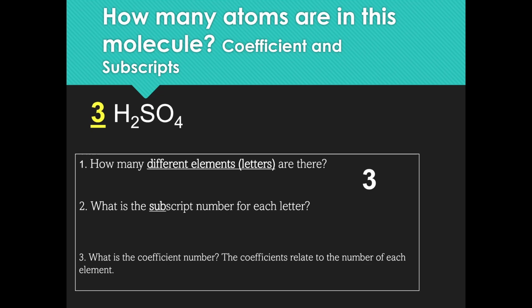What is the subscript for each letter? Well, there's a difference because for H, there's a 2. For the S, even though I did not write a number, again, there's an implied 1. O has a 4 next to it. Remember, it's sub, below. The coefficient number, well, where is it? There's only one. It's the one in front, and so it's the number 3.